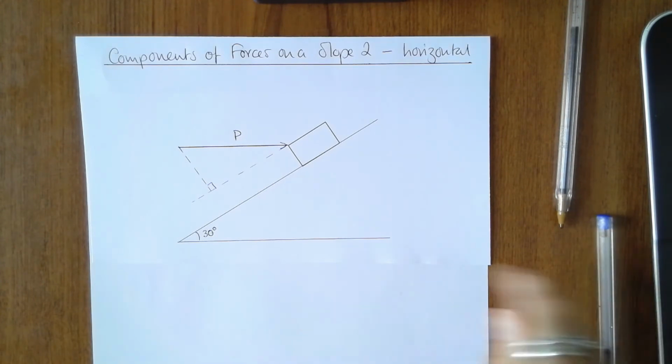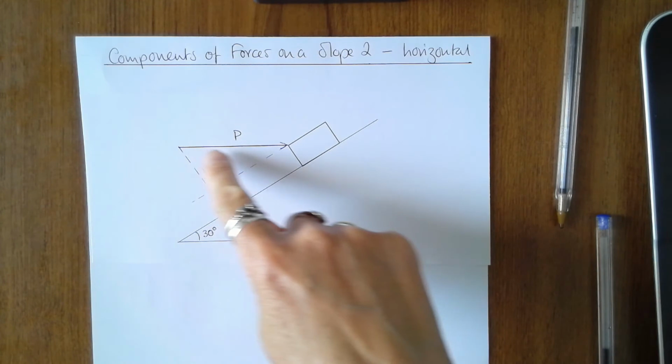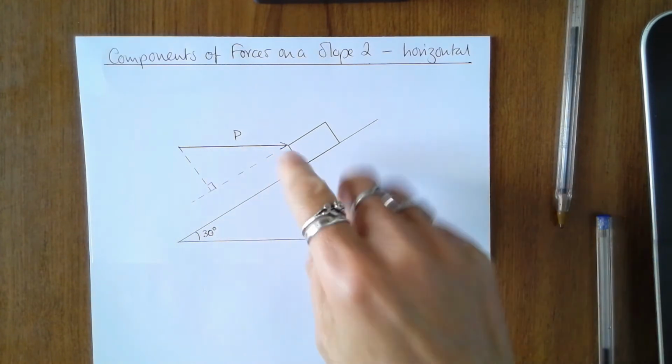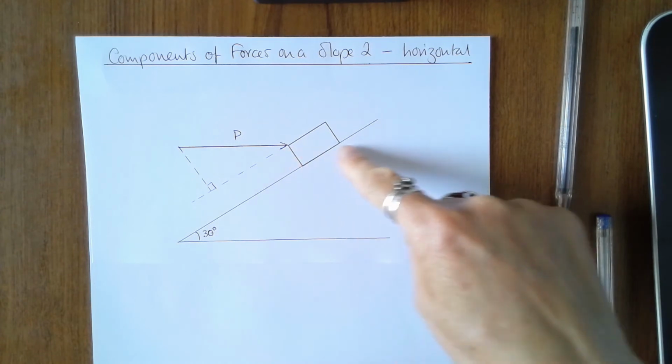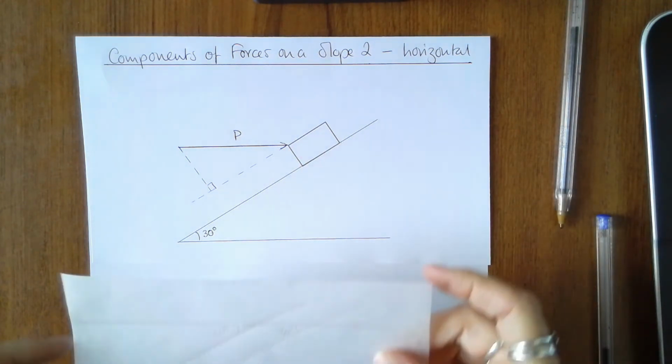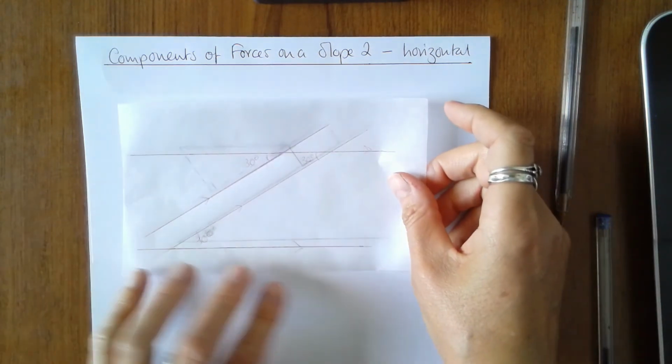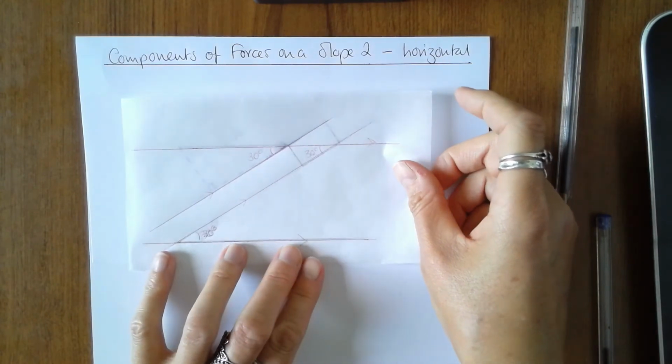So these two lines here and here are both horizontal, which means that they're parallel, and this is a diagonal line. If I made this a little bit longer to go through the object there, I would have a diagram that looks something like this.